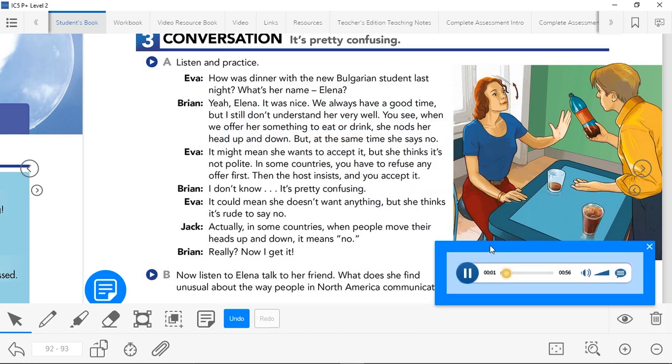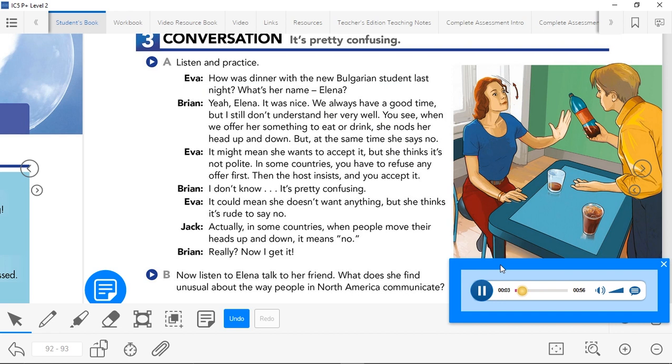Page 93. Exercise 3. Part B. Now listen to Elena talk to her friend. What does she find unusual about the way people in North America communicate?